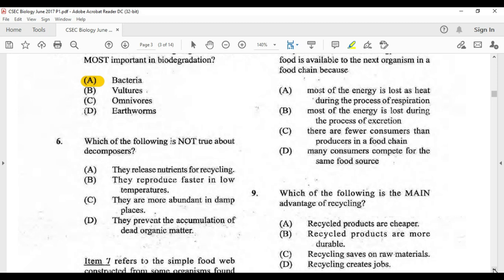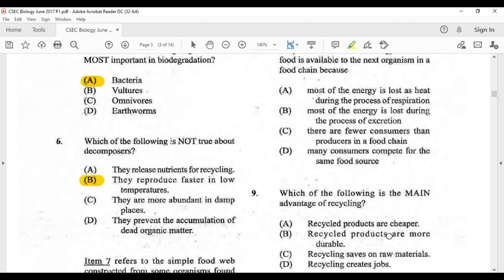And of course, the answer here is going to be bacteria. Question number 6: which of the following is not true about decomposers? Decomposers are usually fungi and bacteria. They release nutrients for recycling; that is one of their key functions. They produce faster in low temperature? Think about why we'd have food in the fridge and see if that is plausible at all. They are more abundant in damp places. Think about food. Then look at D: they prevent the accumulation of dead organic matter. If we think about them being responsible for biodegradation, then we would definitely know that that is not the answer. So here our answer is going to be B.